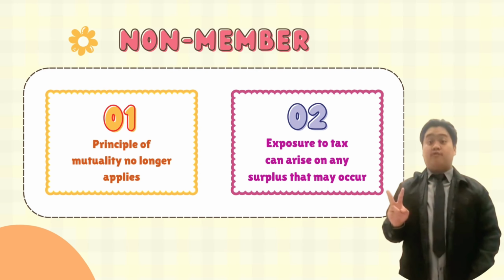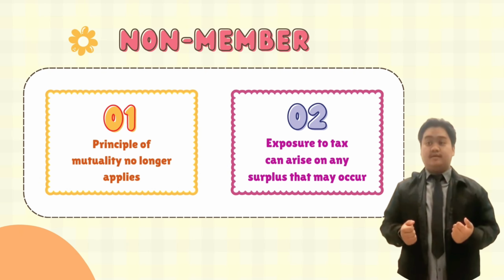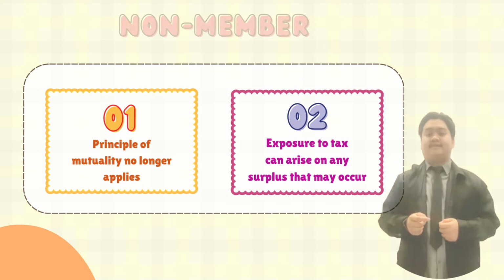The second point of the principle of mutuality is non-members. If the organization deals with non-members, the principle of mutuality does not apply. Any surplus income earned from non-members can be subjected to tax.